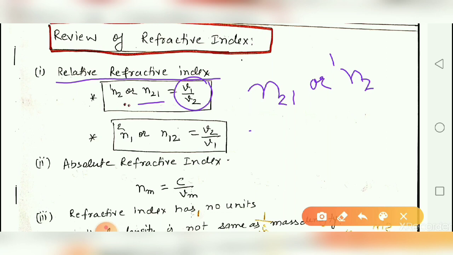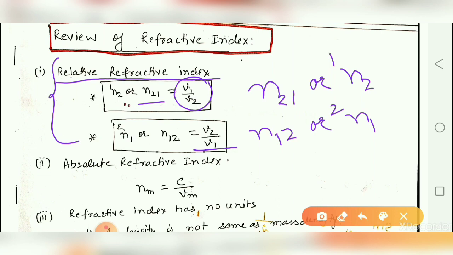Similarly, refractive index of medium 1 with respect to 2 is v2 upon v1. So this is our relative refractive index.